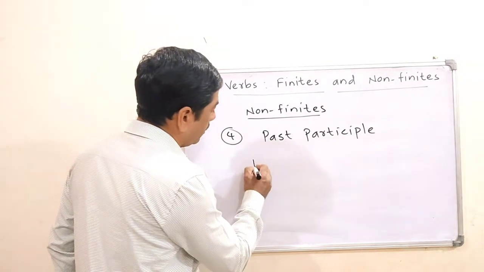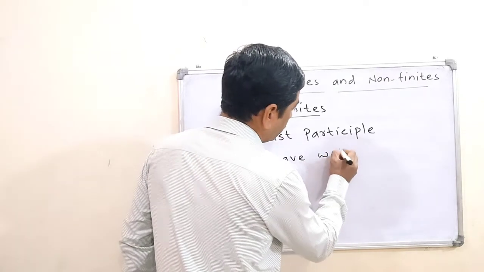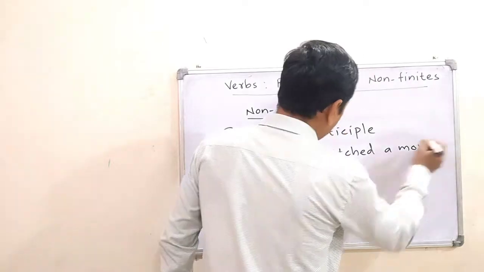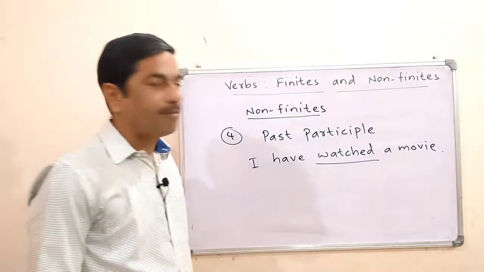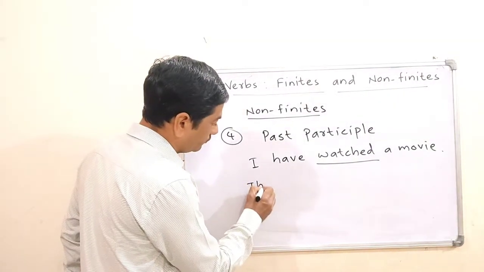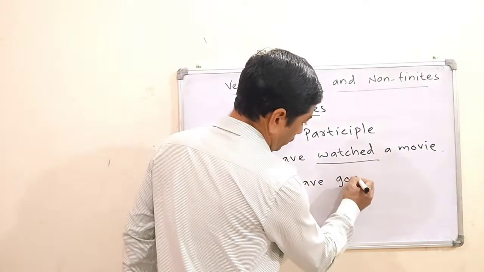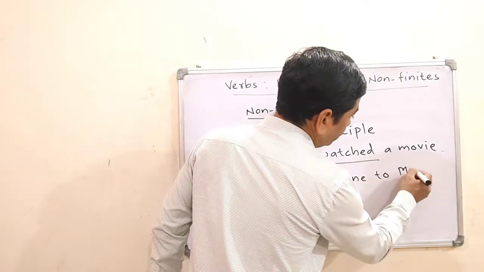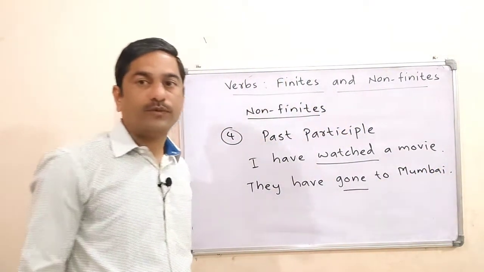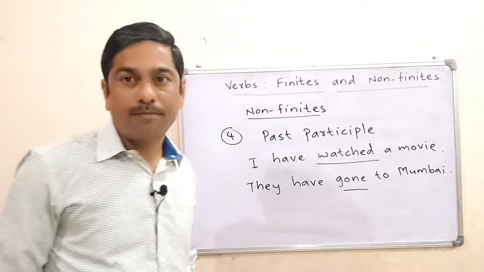I have watched a movie. So in this sentence, watched is the past participle. I have watched a movie. They have gone to Mumbai. So in this sentence, gone is the V3 form of the verb. Go, went, gone. Another name, it is past participle.